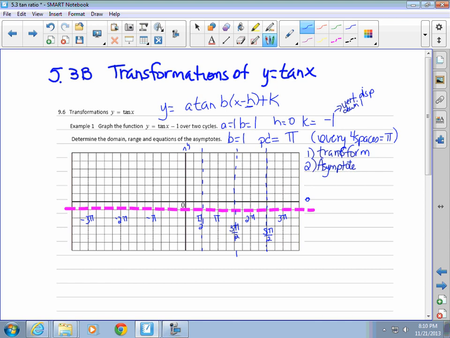Sorry, pi over 4 is 1. When we start at 0, the value is going to be 0. Pi over 4 will be at 1. 3 pi over 4 then would be at negative 1, and then pi would be back at 0, and so on. I'm just getting those values, if you can't remember them, based on the unit circle, where tangent is equal to 1 and 0, okay?